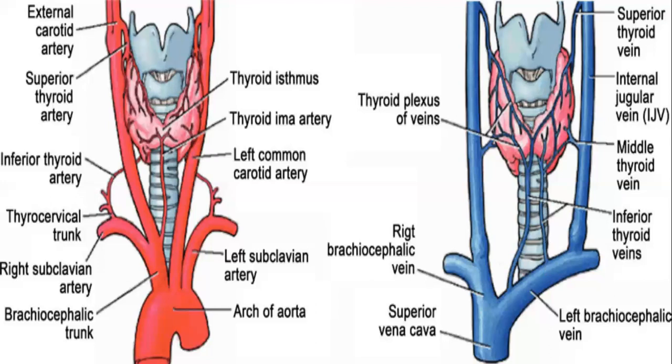So venous drainage is carried out by three types of veins. Those are the superior thyroid vein, middle thyroid vein, and inferior thyroid vein. The superior and middle thyroid veins drain into the internal jugular vein, and the inferior thyroid vein drains into the brachiocephalic vein. This is about the blood supply.